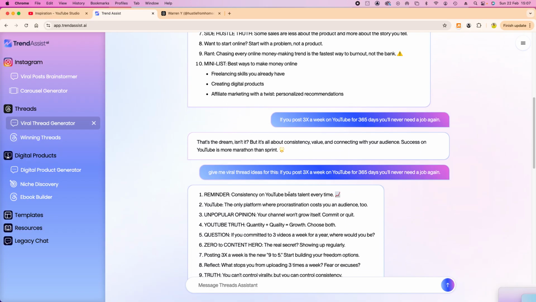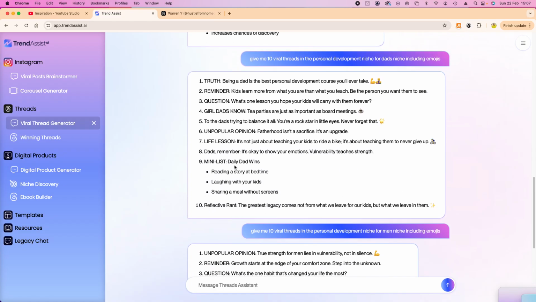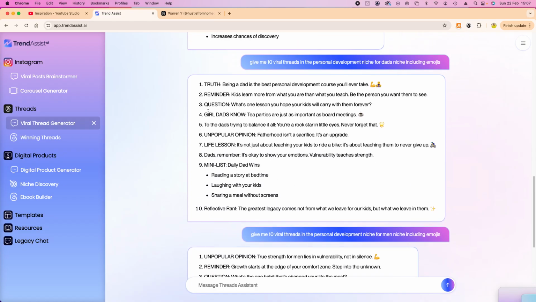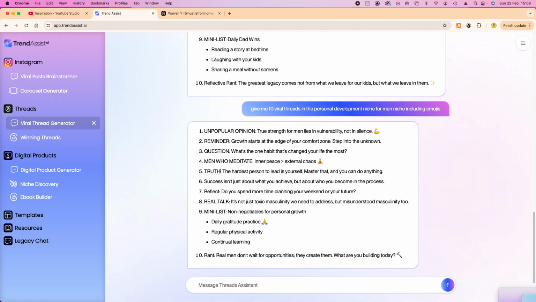Then I said, okay, cool. Give me 10 viral threads in the personal development niche for dads, including emojis. It gave me a few of these here. And I know this is quite good already because these are the style of threads that I've been seeing go viral on my Threads timeline at the minute. It's got big bold words at the front and then goes into the actual content. So it's scanning the market, seeing what's currently working for people, and generating our own version. Then I asked for it again and it gave me some more.